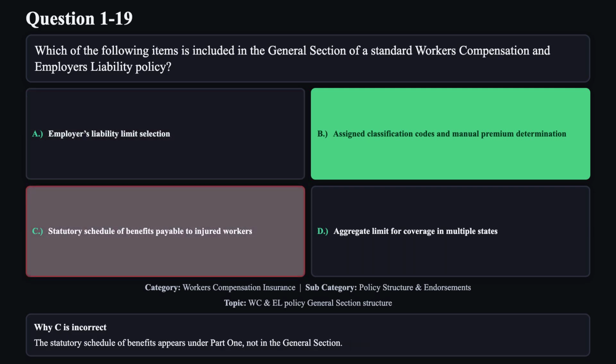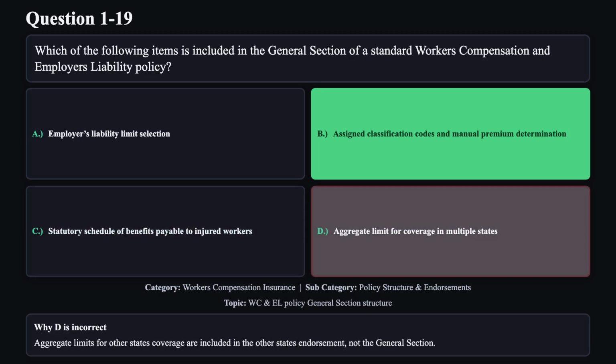Reason C is not correct. The statutory schedule of benefits appears under Part 1, not in the general section. Reason D is not correct. Aggregate limits for other states' coverage are included in the other state's endorsement, not the general section.